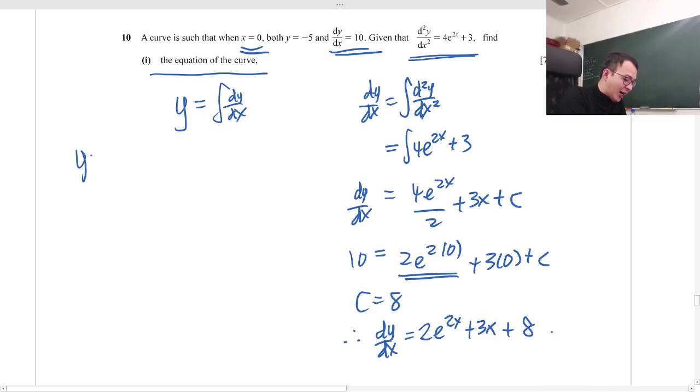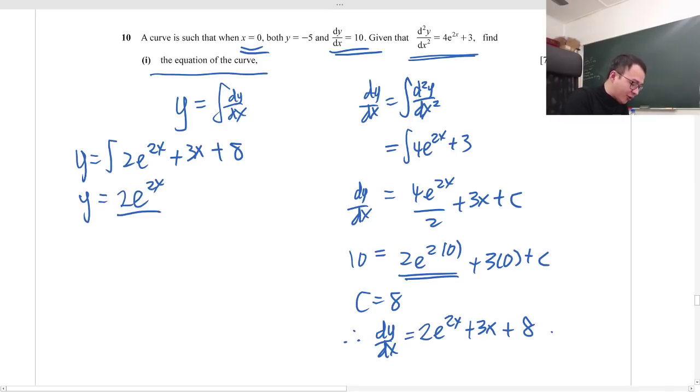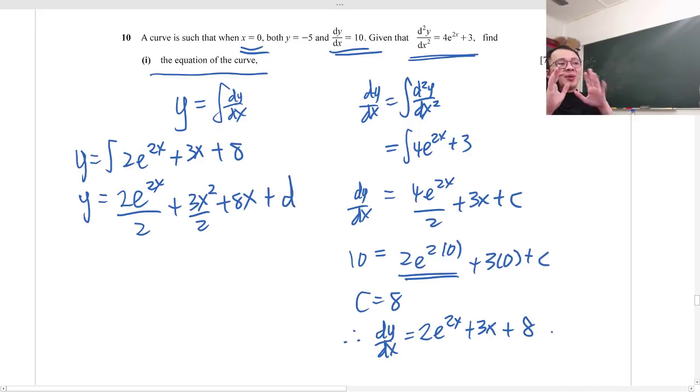So in order to get y, I will need to integrate dy/dx, 2e^2x + 3x + 8. So if I integrate this equation over here, I will get 2e^2x over 2 plus 3x squared over 2 plus 8x. Okay, don't write plus c anymore, because a lot of students used to write plus c, but c you already used just now, so you have to make sure you don't write c anymore.